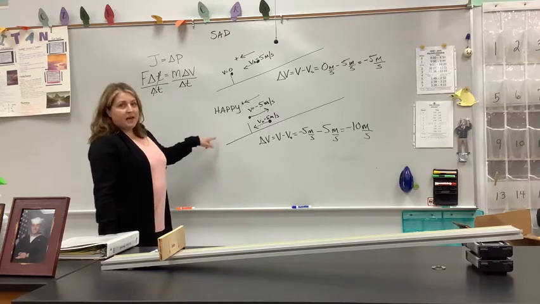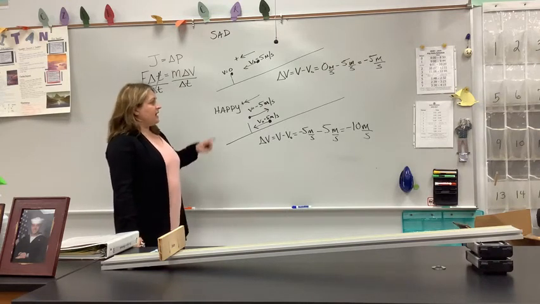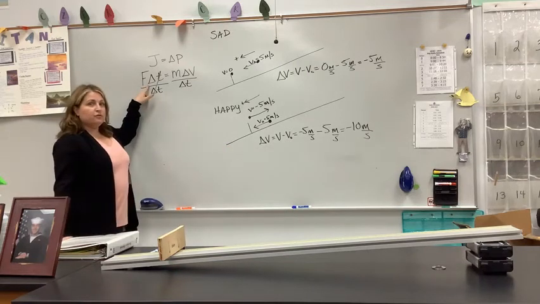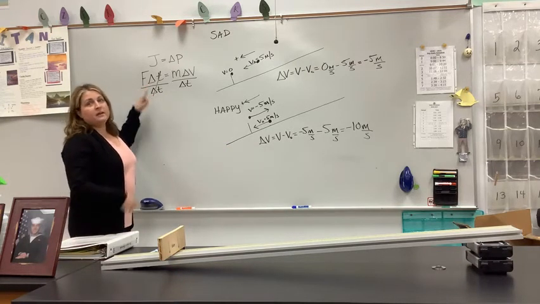So because the happy ball bounced, it had a greater change in velocity, producing a greater force on the board, knocking it over.